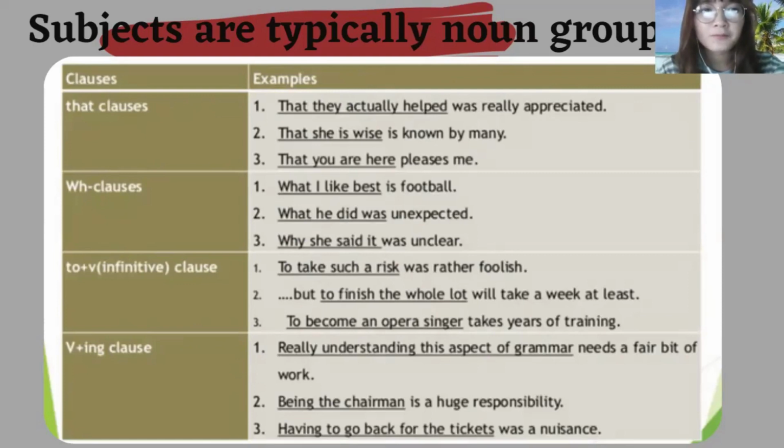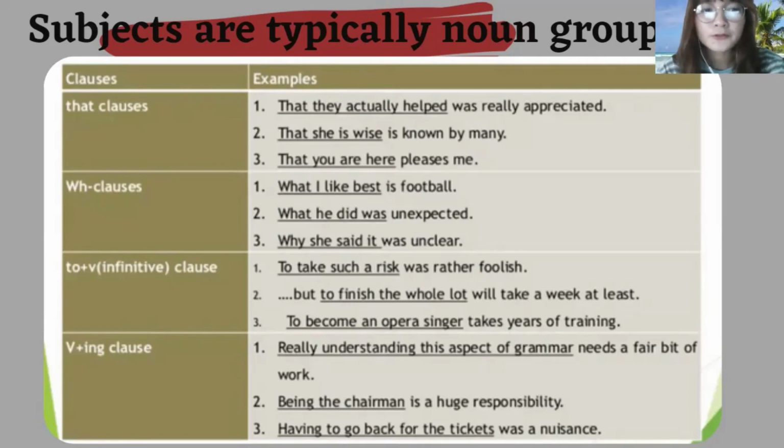Second is about WH clause. You will see the words with WH in the beginnings of the word. For example, what, why, when, where. Such as "What I like best is football," or "Why she said it was unclear."